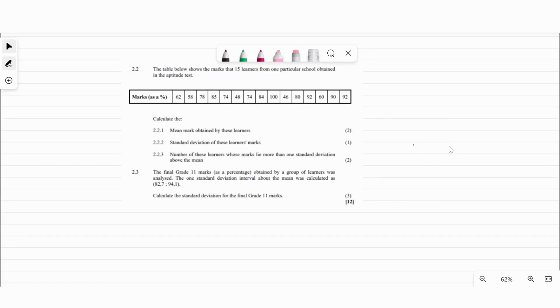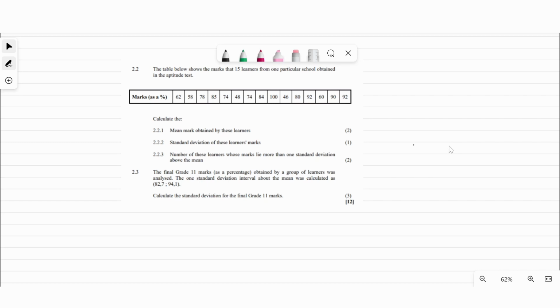So now let's do the last question for statistics, which is 2.2. It says the table below shows the marks that 15 students from one particular school obtained in an aptitude test, and they give us the marks. The first question says calculate the mean marks obtained by the learners.